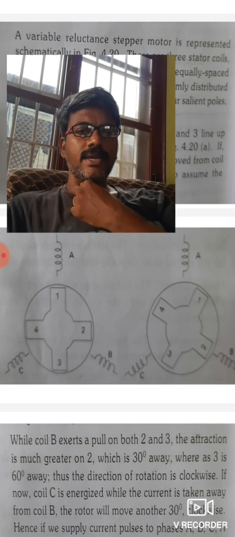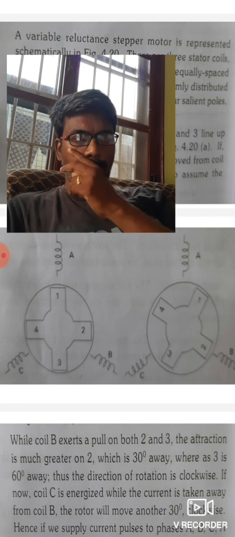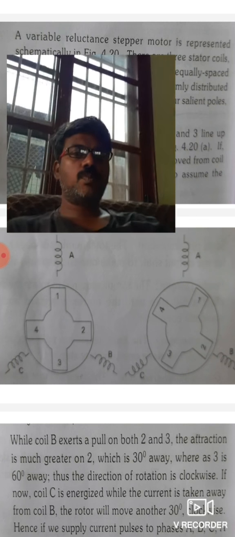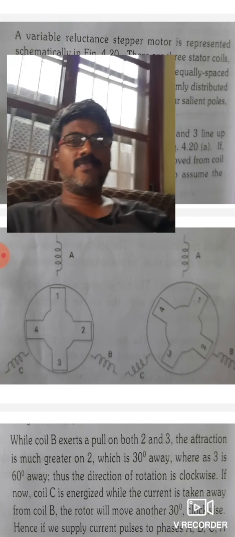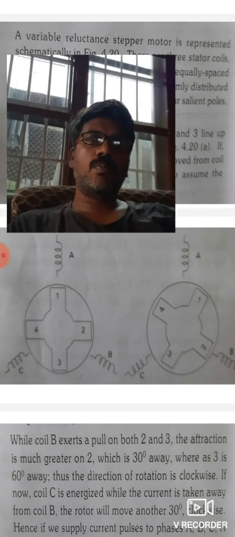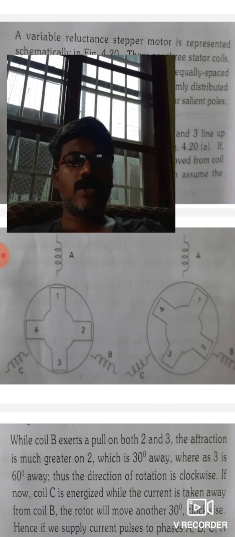We can observe in the diagram, so it is shown in the figure. That is 1, 2, 3, 4. There are 4 poles and 3 windings, 3 phases, 3 windings, a 4 pole stepper motor.